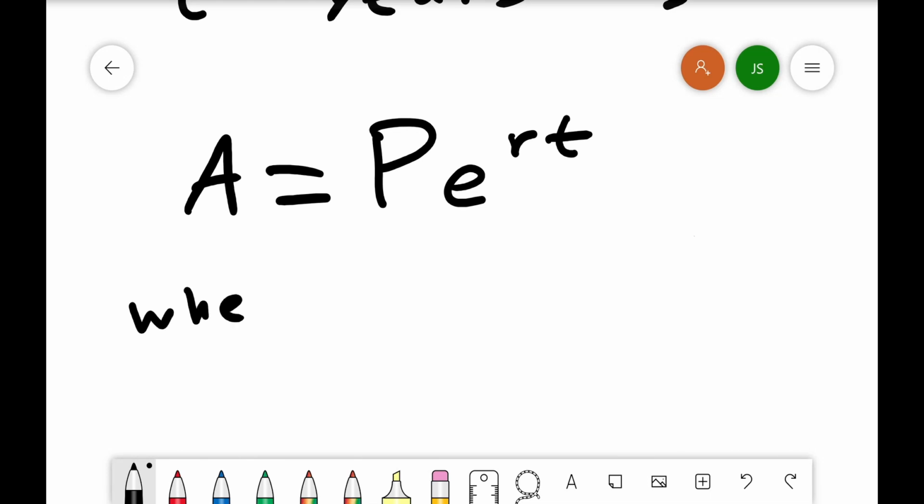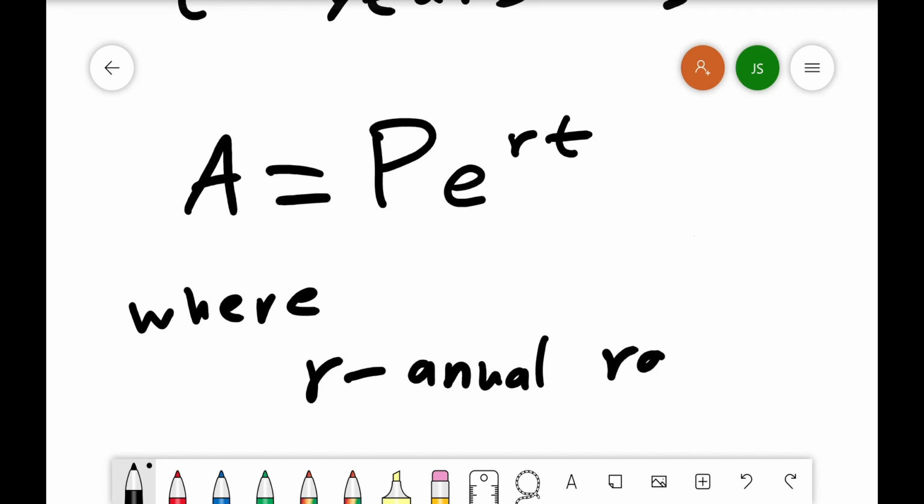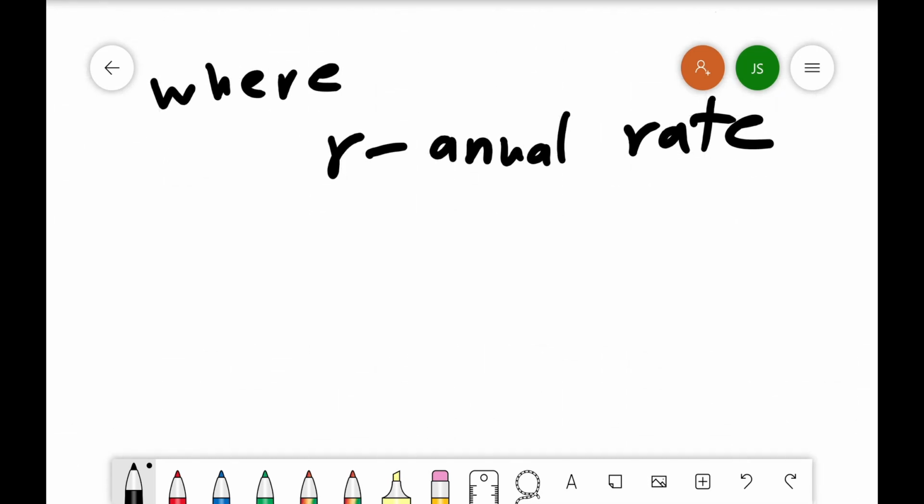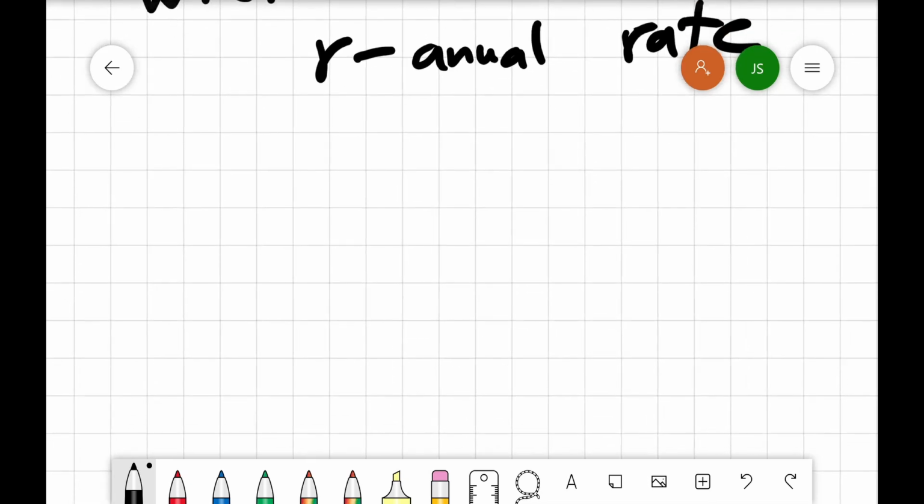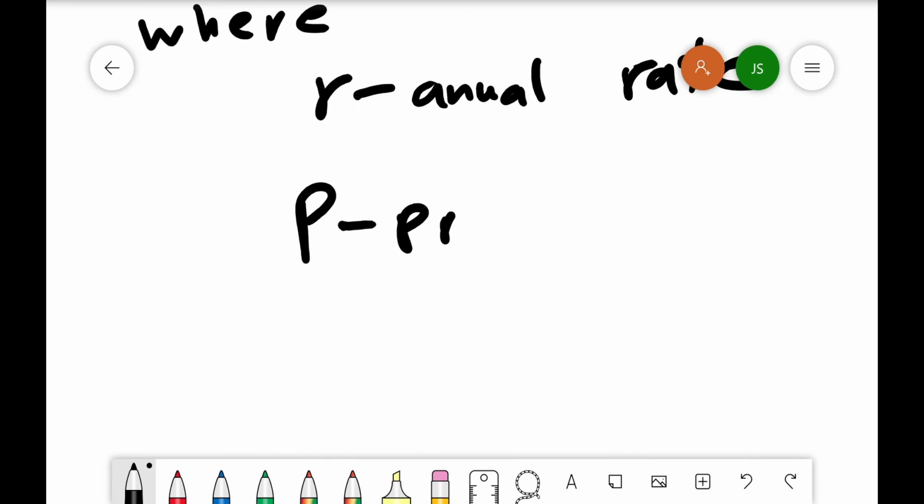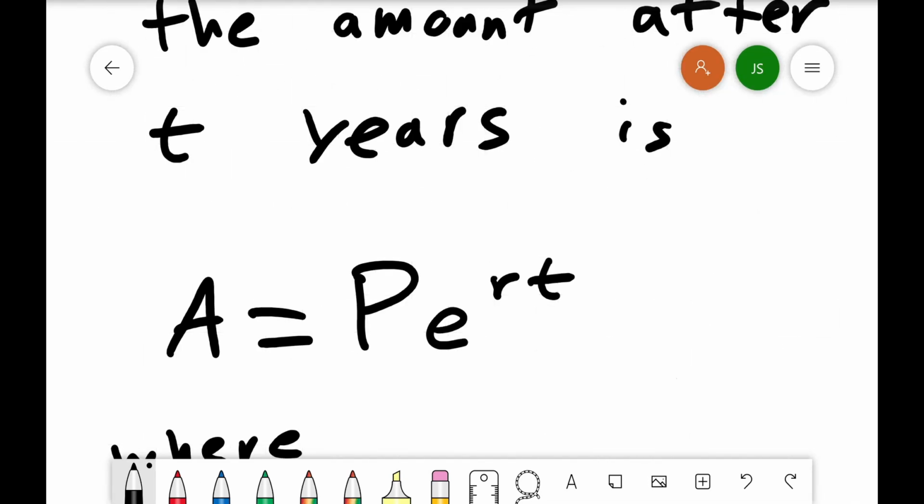And this is where r is the annual rate. So the rate is always per year. And so r is the annual rate. But since you're compounding it more and more, the actual rate ends up changing. But remember, if you see the word annual, we're talking about r. P is the principal. And t was in years over here.